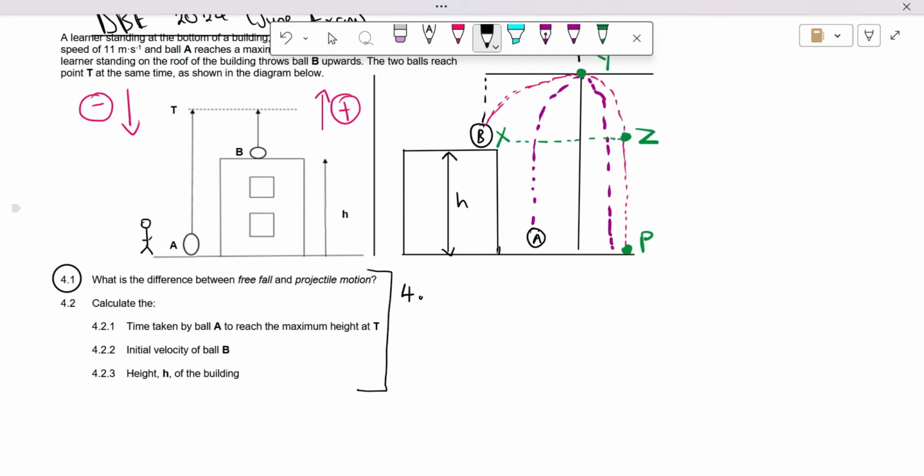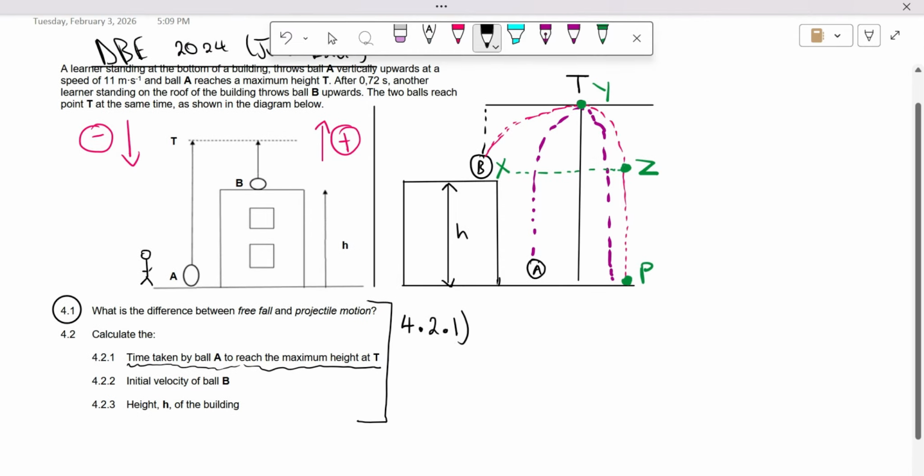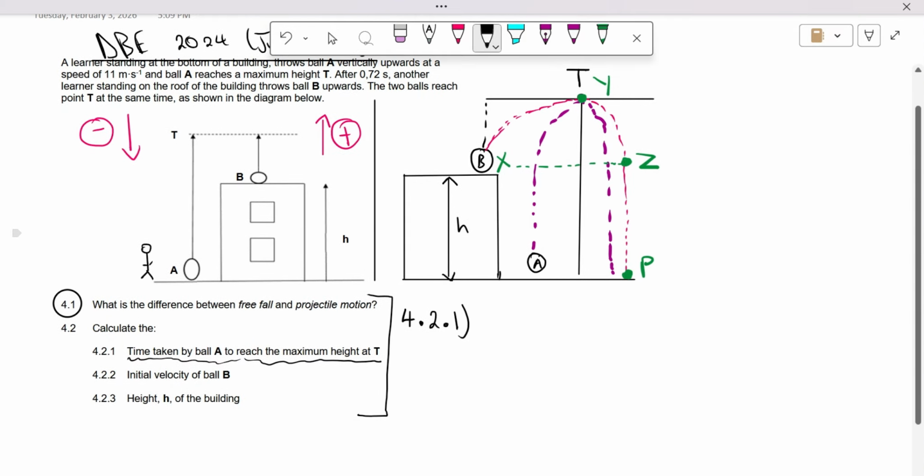And then now I can start answering my question. So 4.2.1, they say to me, calculate the time taken by A to reach the maximum height at T. Aha, so my main focus is on A. So what I like to do is I like to collect all my necessary information to summarize it. Why does this help? It helps so that I don't always have to look back at the statement, right? So I'm going to call this my data, right?